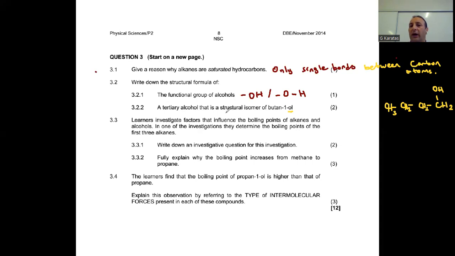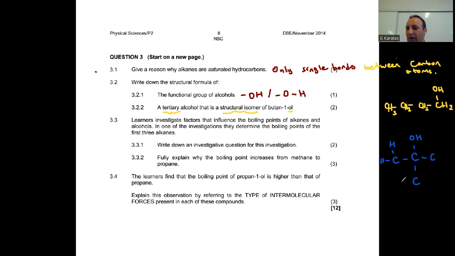What are we looking for? A structural isomer, which is a tertiary alcohol. To be a tertiary alcohol, the carbon atom which is bonded to the functional group, the OH group, must be bonded to 3 other carbon atoms. So to be a tertiary alcohol, we need such a structure. And we have 1, 2, 3, 4, in total 4 carbon atoms. I already used all those 4 carbon atoms, so we just need to add the hydrogen atoms.